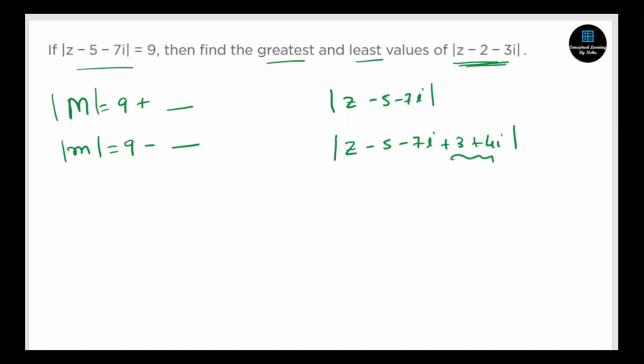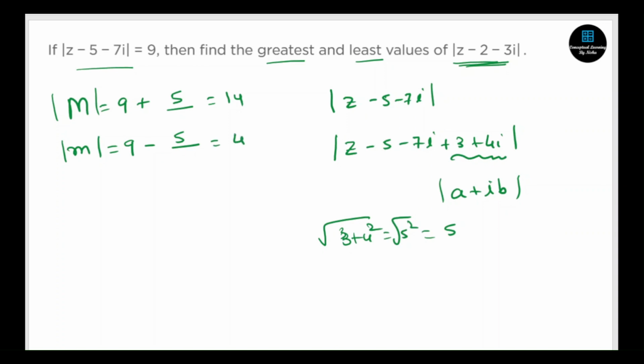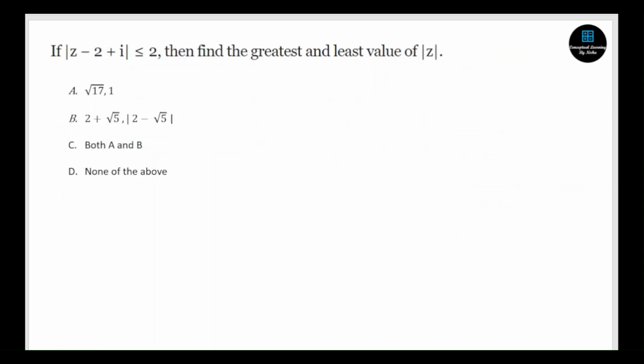So basically I am adding this. This is my a plus ib form, and the modulus of this is 5, as we know that the square root of 3 square plus 4 square is the square root of 5 square, which is 5. So basically I have to add 5 and subtract 5, which gives me 14 and 4. So the greatest value is 14, the least value is 4, right? Okay, one more question.